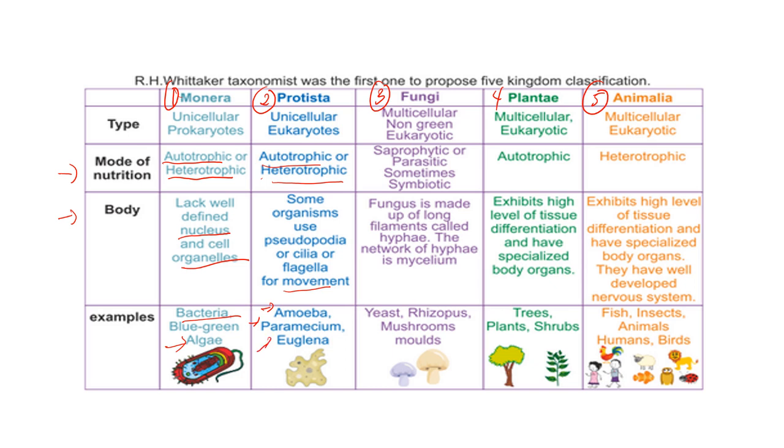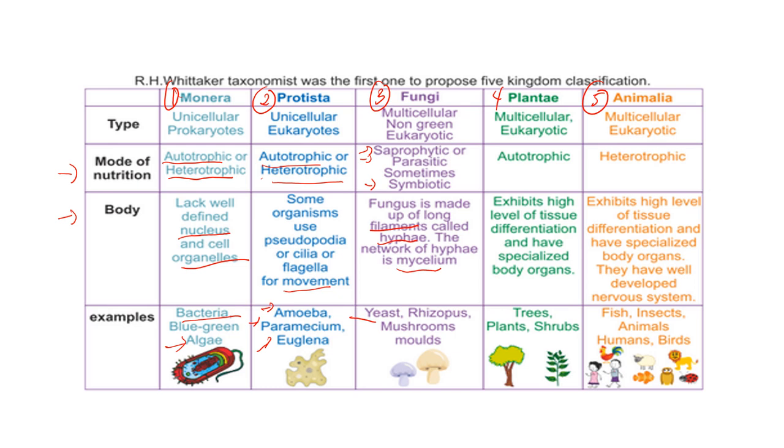Obviously, for these organisms, they have organelles. So the third kingdom is the fungi. They are multicellular non-green eukaryotes. Their mode of nutrition is saprophytic or parasitic, and sometimes can be symbiotic. The body of a fungus is made up of long filaments called hyphae. The network of hyphae is mycelium. Examples are yeast, Rhizopus, mushroom, and molds.